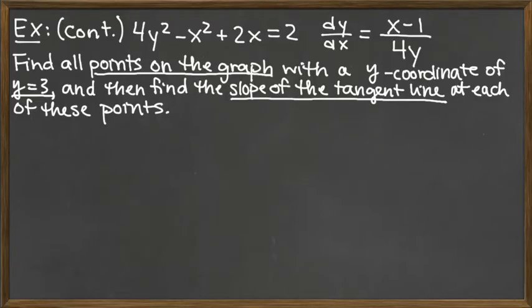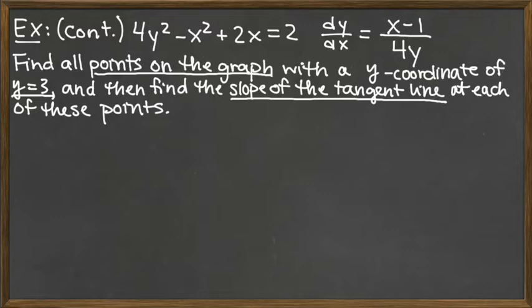Again, we will be working with the implicit equation 4y squared minus x squared plus 2x is equal to 2. And we know that the derivative dy/dx is equal to (x minus 1) all over 4y. We still want to find particular points on the graph of this curve. This time we're dictating a y-coordinate, y equals 3.